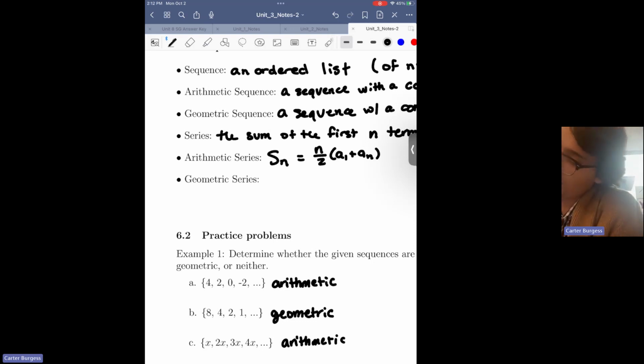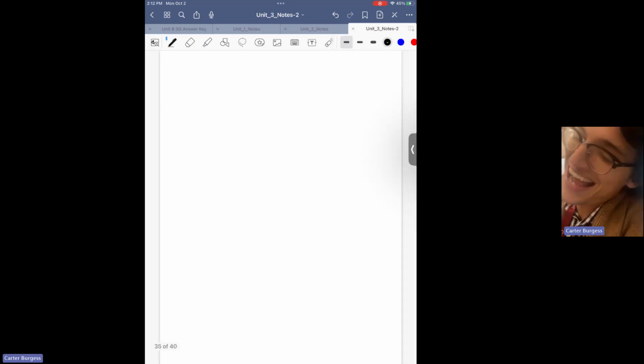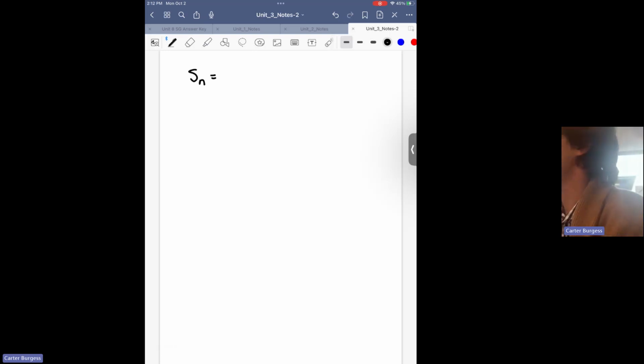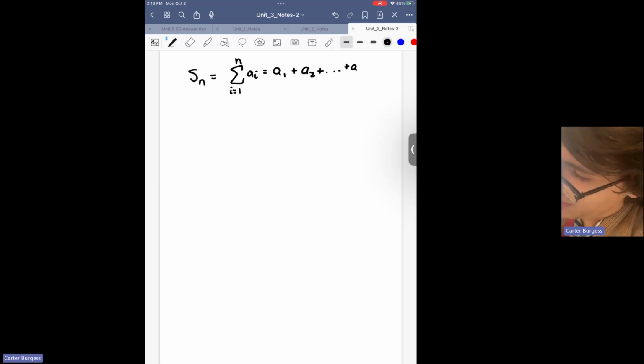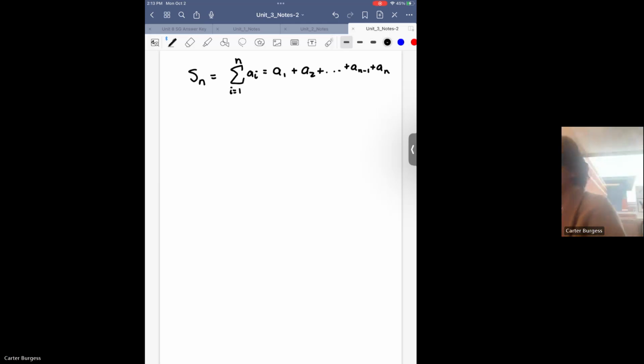All right, we run into the desire for the exact same thing with our geometric sequence. So we're thinking the sum from i equals 1 up to n of a sub i, where this is a sub 1 plus a sub 2 plus a sub n minus 1 plus a sub n. What is a sub 2 the same as?